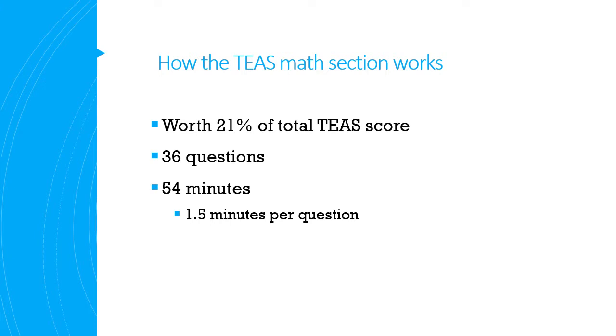And on this part of the TEAS, you're going to be given 54 minutes to complete 36 questions. That works out to 1.5 minutes per question. So make sure that you pace yourself. If you find yourself spending more than, say, 2 minutes on a question, make your best guess and move on. You don't want to run out of time on a difficult problem, while there might have been 3 or 4 easier problems that you could have answered in the same amount of time.